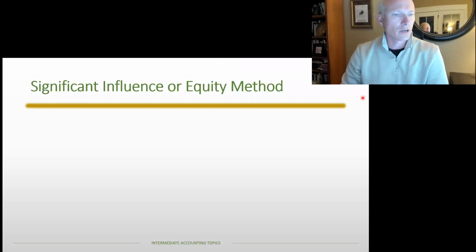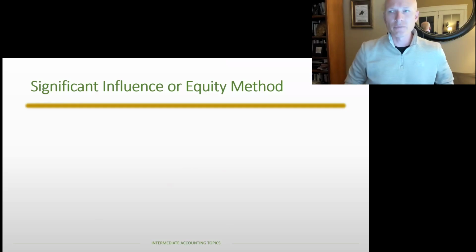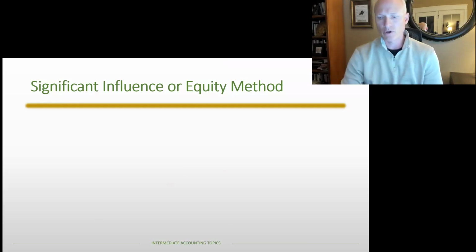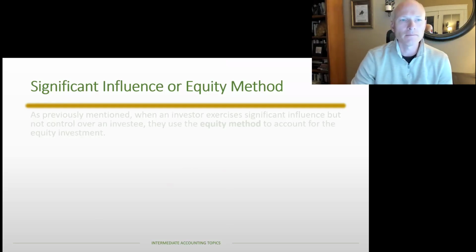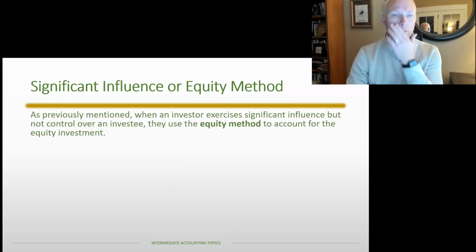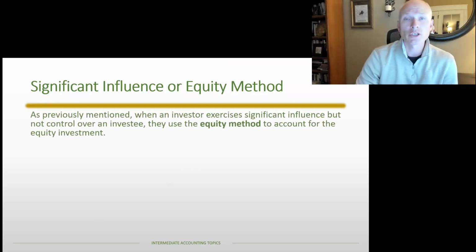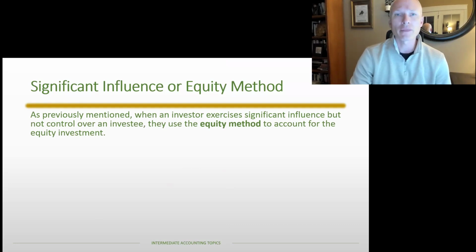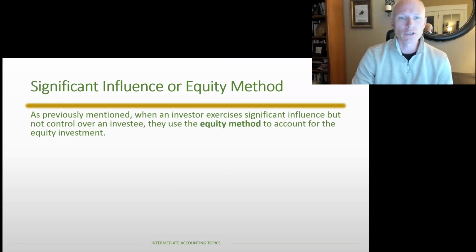All right, so this is our last lecture on investments. Hopefully, we can get all the way through this, but we're now looking at equity investments where there is significant influence, and we're going to use that thing called the equity method. And again, when we're using the equity method after the initial purchase, we really are focused on the change in the book value of the shares, and we're not focused anymore on the change in the market value.